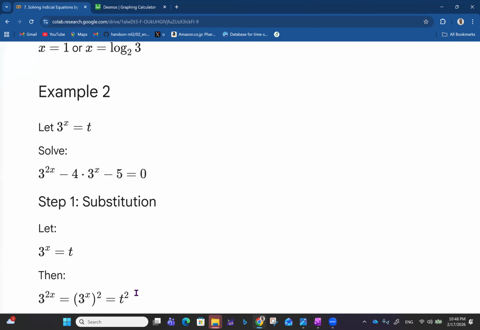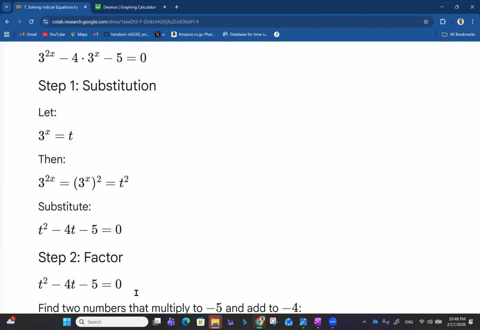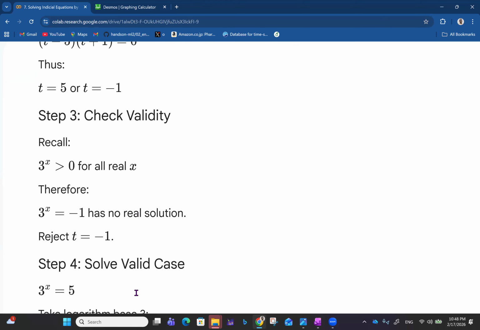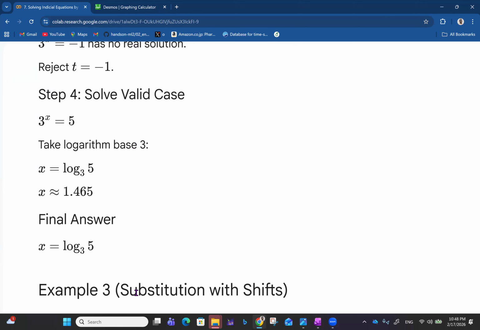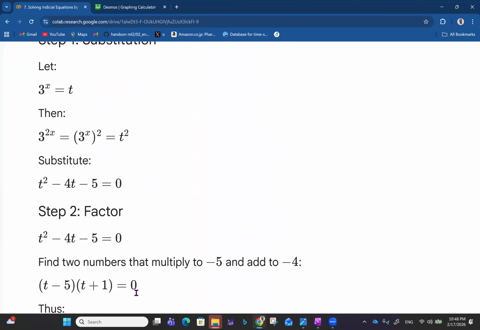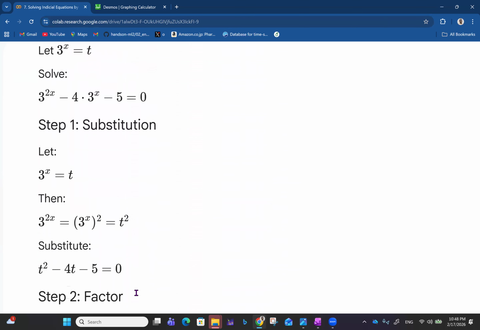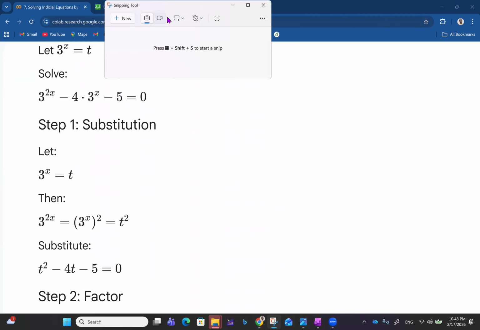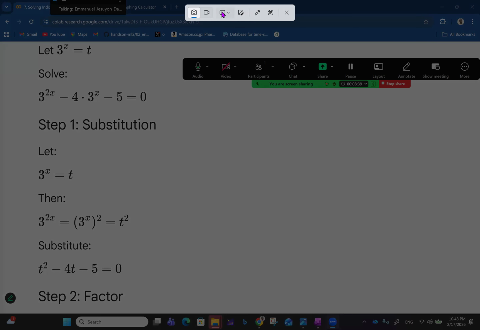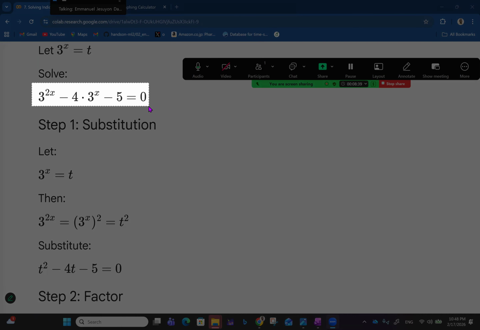That's example 1. Example 2 now. Okay, I promised to solve that, right? So we have 3 raised to power 2x minus. Okay, I guess I want to take a shot of that so I don't have to keep going back and forth. Hope this is possible though. Yeah, I think it should be rectangle. So I just want to crop this out. This is what we need now.